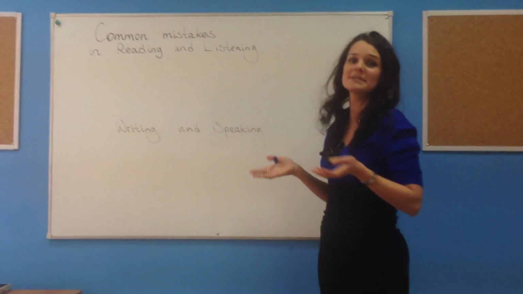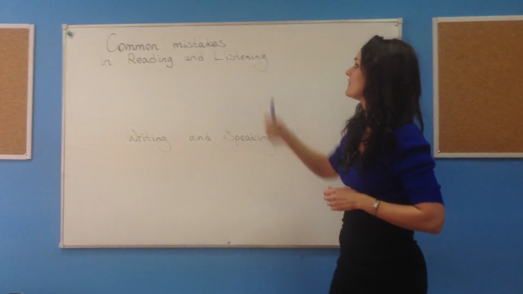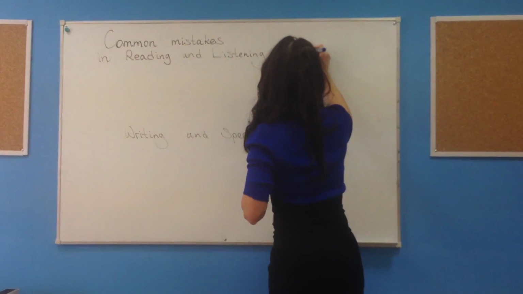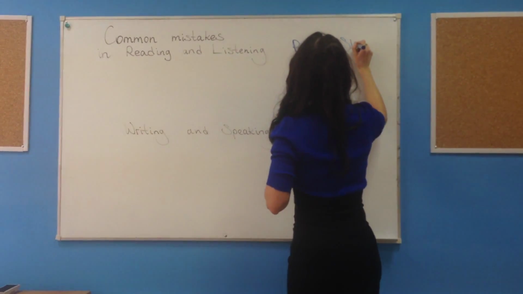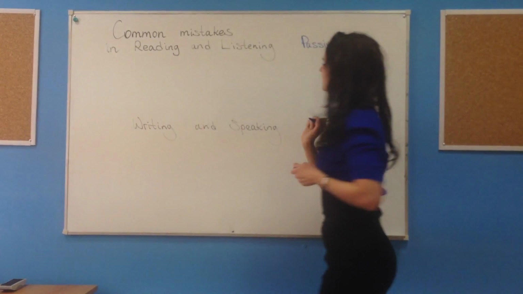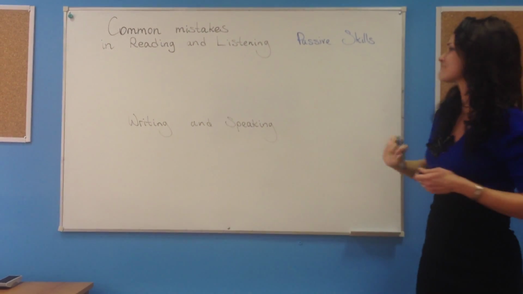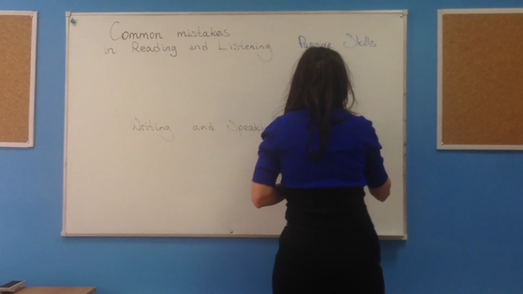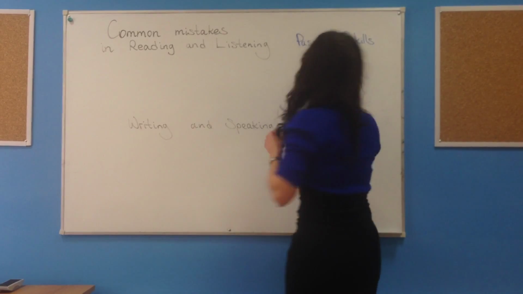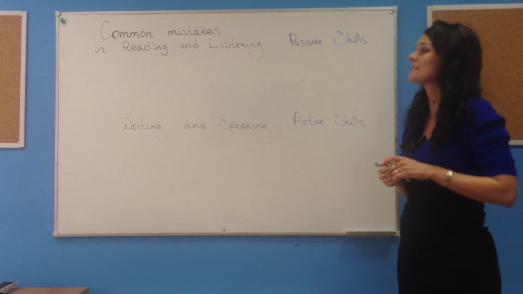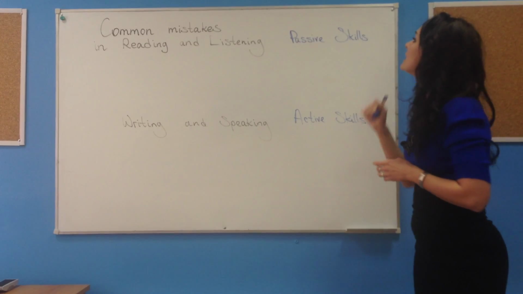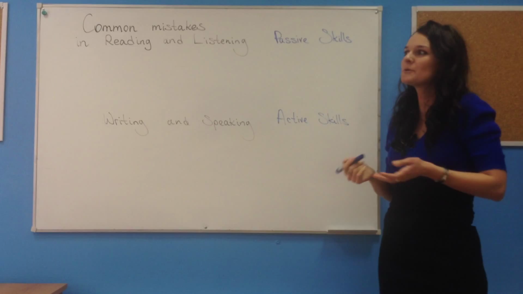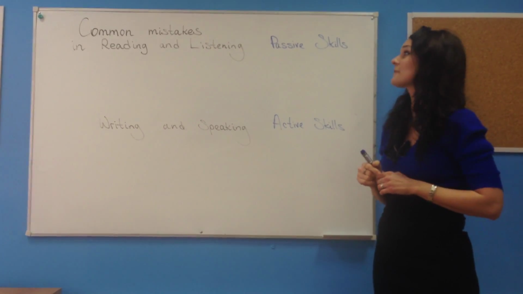So let's talk about common mistakes students normally make in the four skills, the so-called passive ones, and the so-called active ones. As you know, linguists call reading and writing passive skills, but they are far from passive. And you as a student, as a participant, are far from being passive.